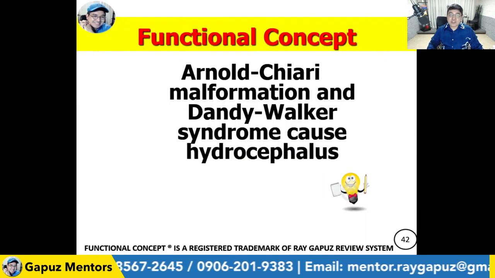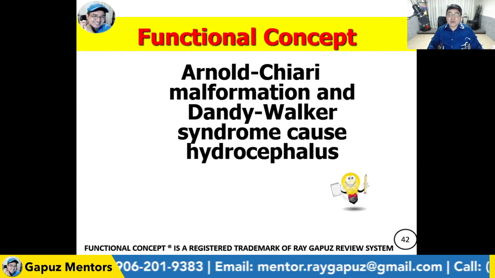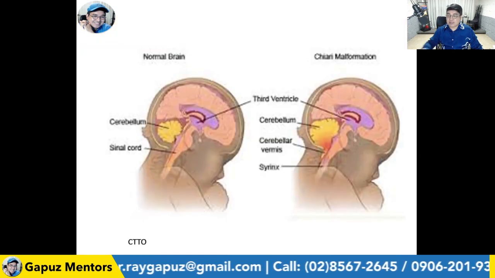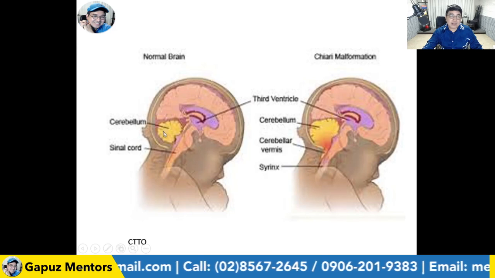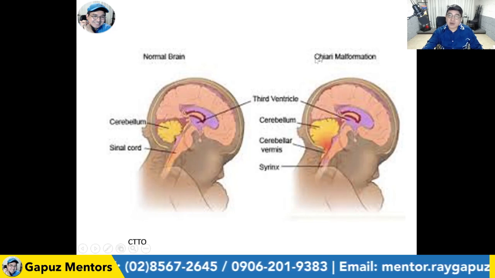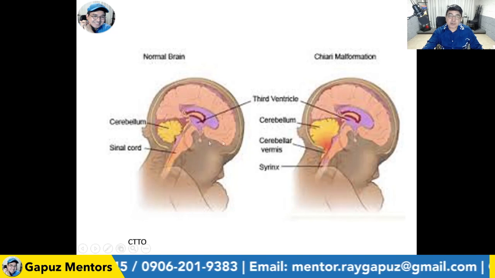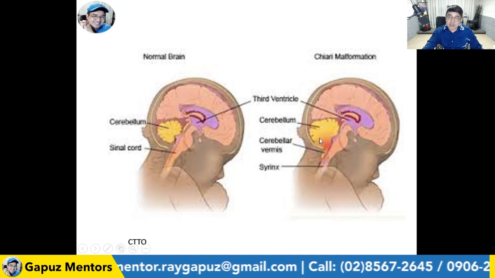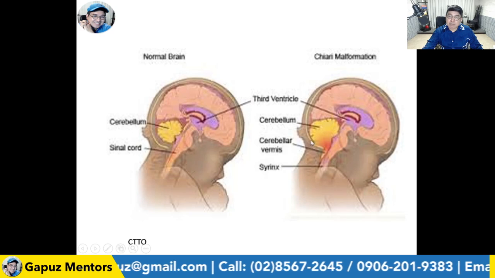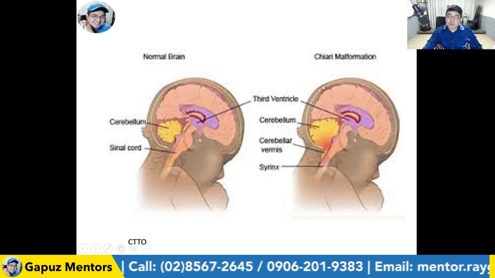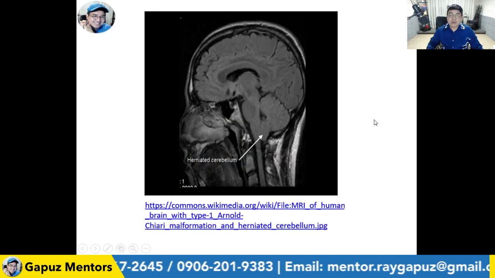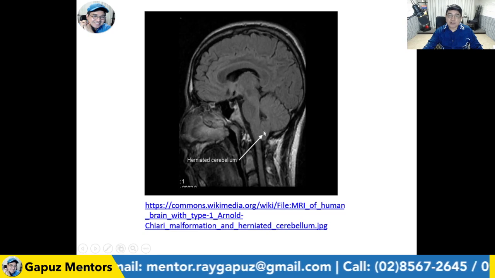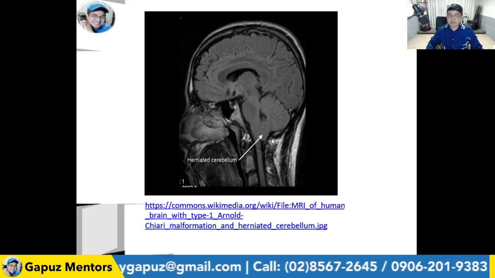Okay? So, Arnold-Chiari malformation and Dandy-Walker syndrome cause hydrocephalus. Arnold-Chiari malformation is characterized by elongation of the cerebellum. Look, this is your normal brain. Look at the cerebellum. Okay? In Arnold-Chiari malformation, or simply Chiari malformation, the cerebellum enlarges and pushes down into the spinal canal. So, in essence, it blocks the flow of CSF, so it causes hydrocephalus. That's the herniation of the cerebellum in Arnold-Chiari malformation, or simply Chiari malformation.